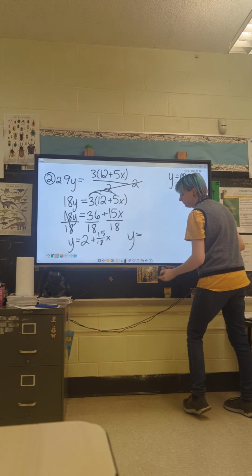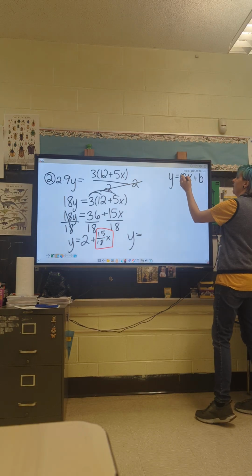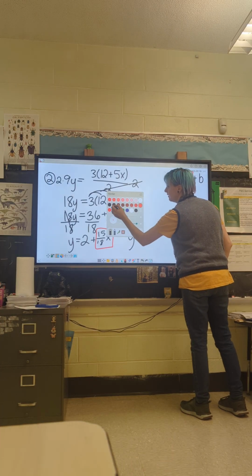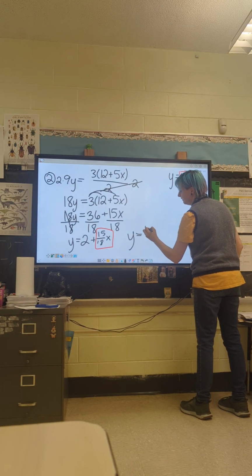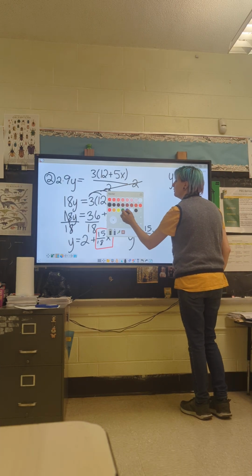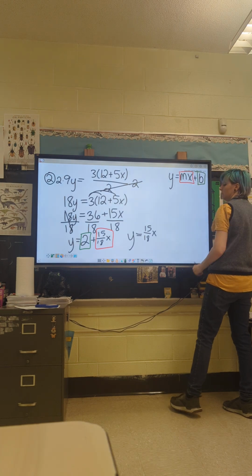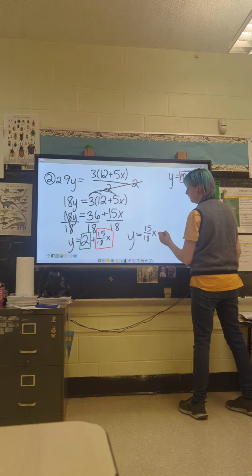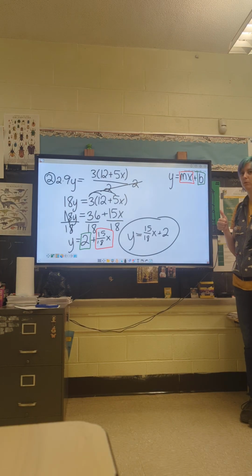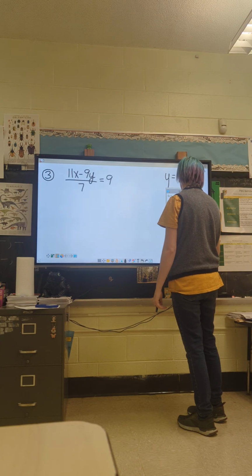Y equals, this whole thing is my mx, so that comes first. It's positive 15 over 18x. Then my b is a positive 2. And then you've actually survived. Woo! Again, pause me if you need to, but I'm cruising.